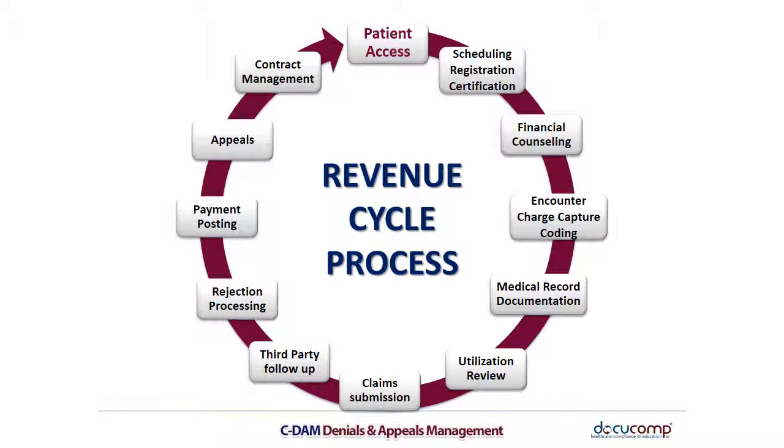Third-party follow-up happens when there are any problems associated with the claim being submitted, and if there are any rejections because of denials or inappropriate documentation, the rejection processing piece will allow for cleanup of that particular process. Once that's completed and payment is received, it can be posted. Any appeals necessary because of disparity between the reimbursement expected and what's actually received can be handled in the contract management area. Once all these parts have been taken care of and the bill is at zero, then we start the process all over again and begin at the patient access area once more.